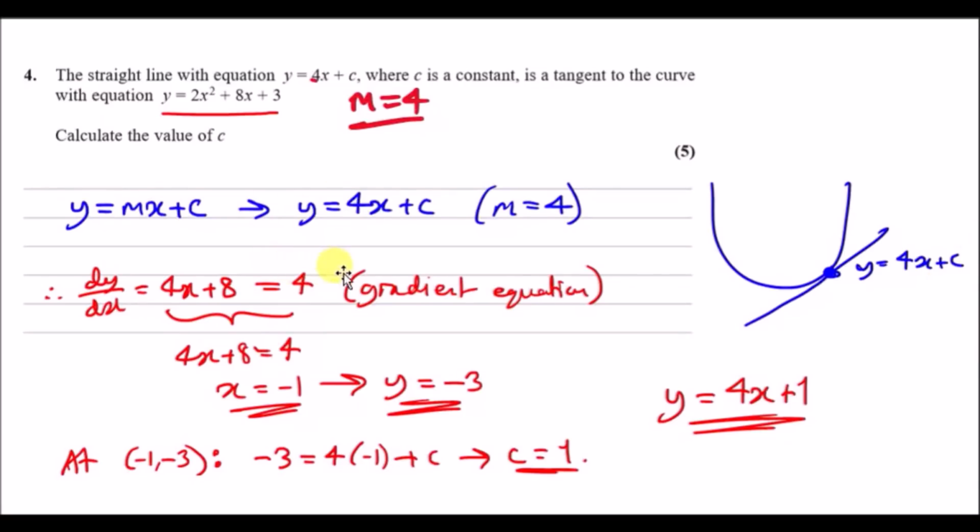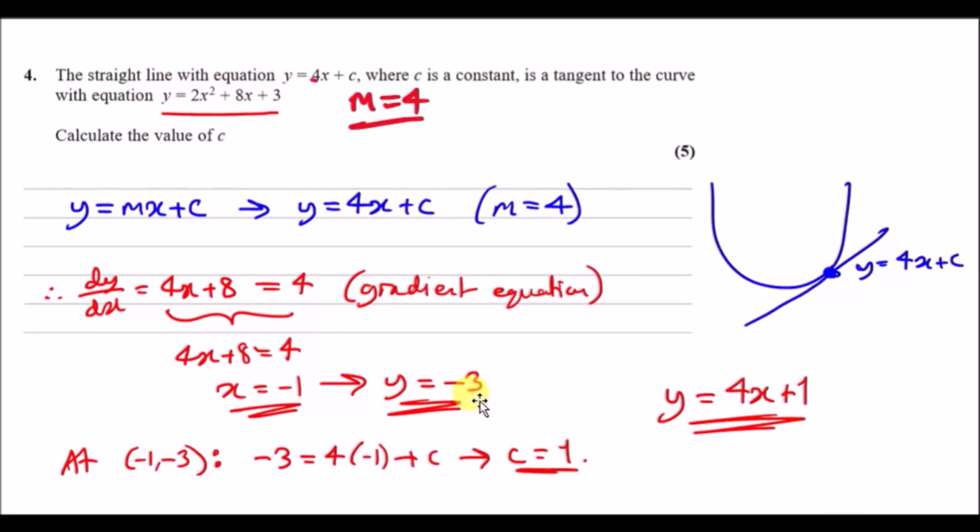Now, all you have to really realize is that when you differentiate this equation, you can equate that to the gradient 4, because dy over dx is known as the gradient equation. So differentiating this equation carefully, you drop the power down to get 4x, differentiate 8x, get 8, and 3 disappears. Equating that to 4, you can solve to find x. And of course, when you have an x coordinate, you might as well find a y coordinate. And to get y, I just plugged in x equals minus 1 into this curve here, and it gave me the y value.